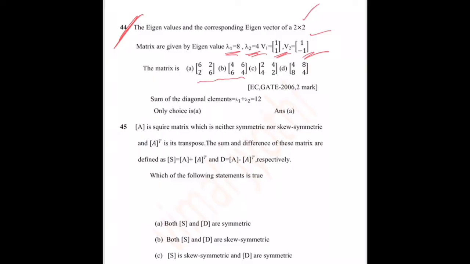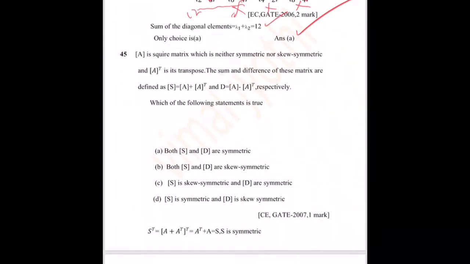Then this matrix has the sum of the eigenvalues equal to 12. This is also 8 plus 4, 12. This one has the sum of the eigenvalues equal to 8, which is not true. The sum of the eigenvalues equal to 4 is not true. The sum equal to 8 is not true. But the sum of the eigenvalues for this one is 8 plus 4, 12. That is, A is the correct answer. The sum of the eigenvalues equal to 12 is the correct answer.